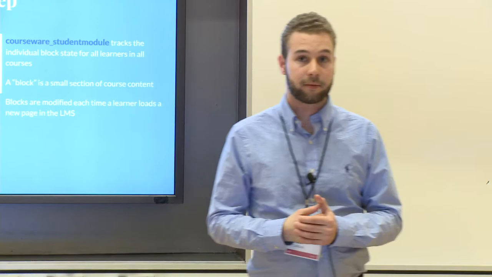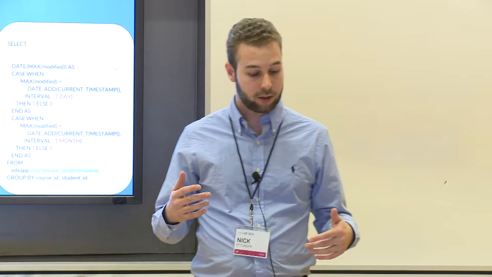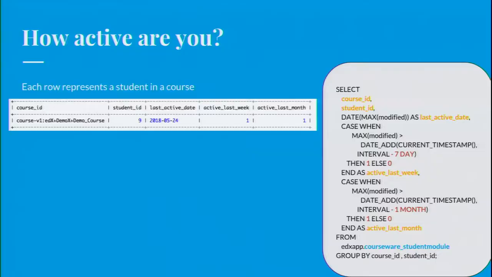Putting that into a query, for each enrollment, we get the most recent modified time, and that's the last time student 9 was active. We see student 9 was last taking content on May 24th. And we know he was active last week and last month because May 24th was recent. So that's how we would get activity on a per student level.